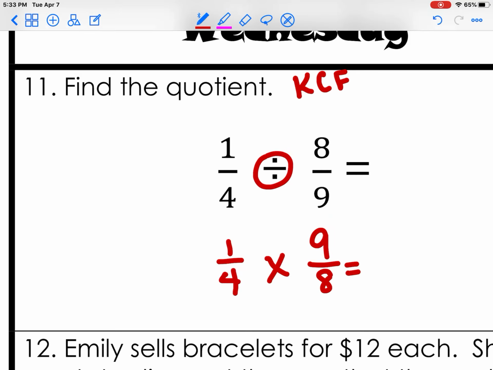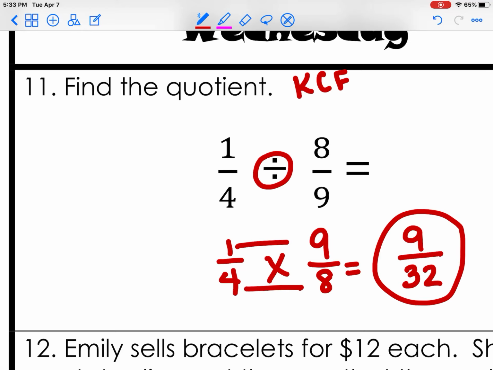And then you just multiply. Numerator times numerator, denominator times denominator. 1 times 9 is 9. 4 times 8 is 32. There's no simplification necessary. Your final answer here, 9/32. In the Google form, you can type that in as 9/32, and it will count it correct.